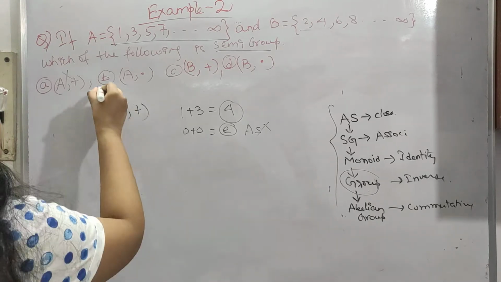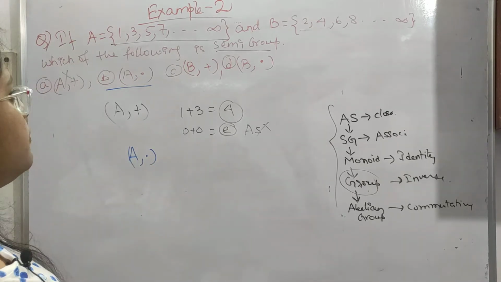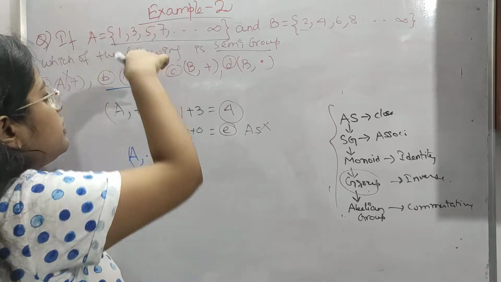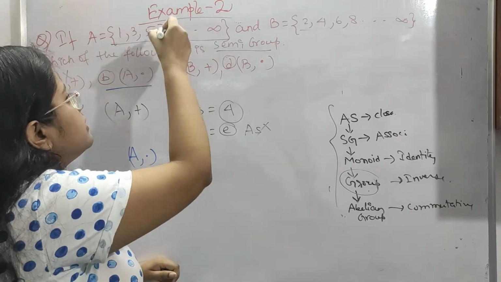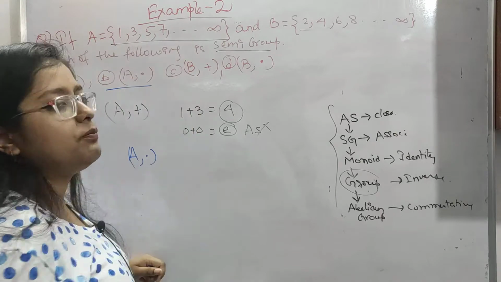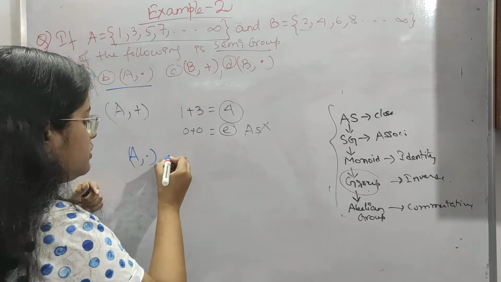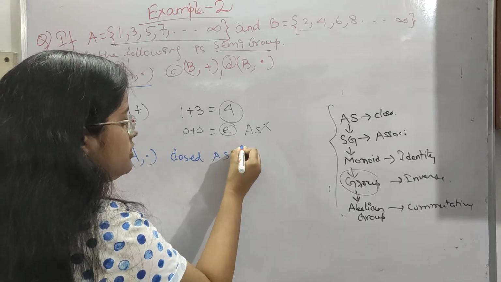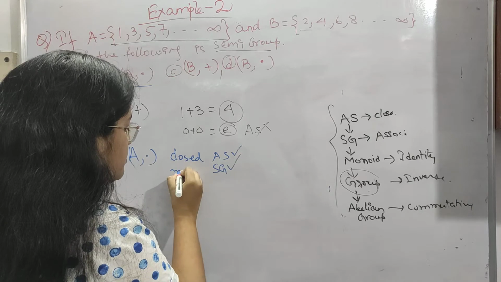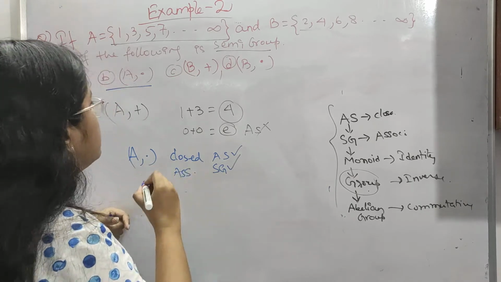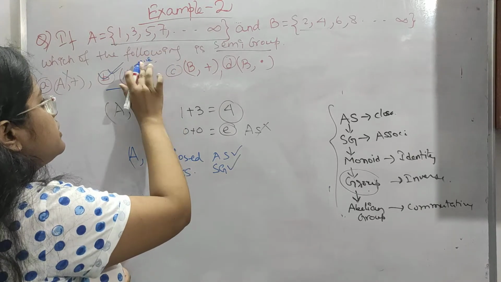Next is this one, A comma dot. Now if we take any values, let's say 1 and 3, if we multiply this, it will come as 3. Okay, so it will be there in this set. So this is closed. Let's take anything, 7 and 9, 63, see, it will be present. So it is containing all the elements. So this is closed. Since it is closed, this is an algebraic structure, and I've already told you multiplication is associative, so it is a semi group also. Okay, so this is true. Which of the following is a semi group? So this is a semi group.